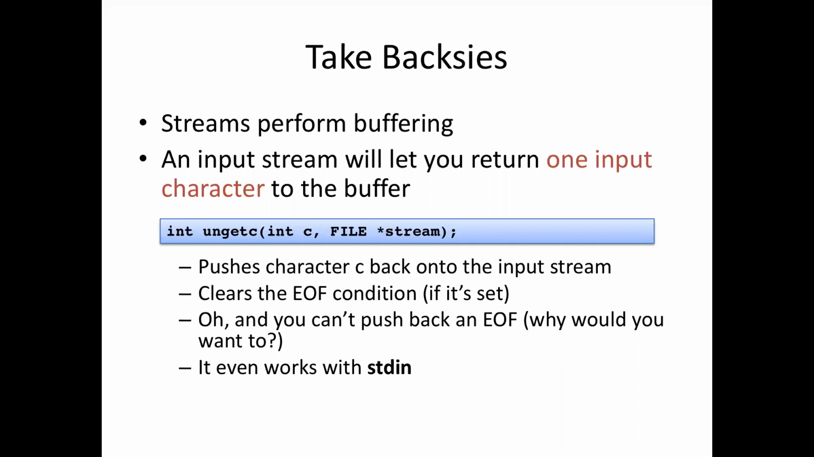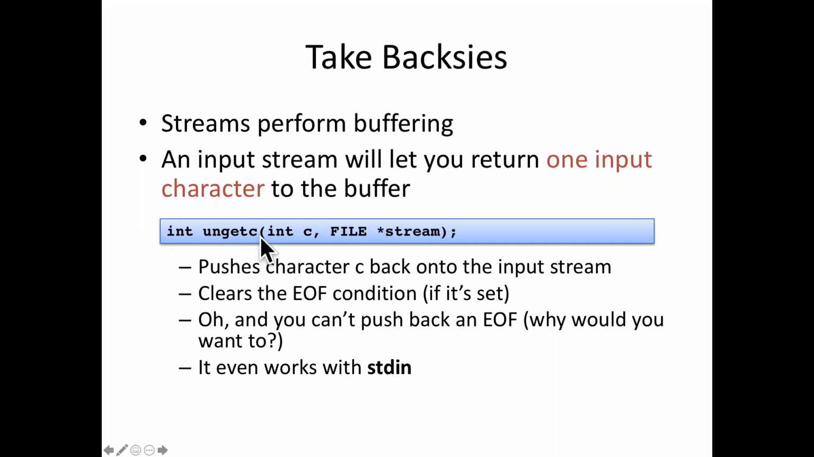So in general, when you're reading a thing, sometimes you have to read at least one byte past it to know that you've hit the end of that thing. Well, you didn't want to read that extra byte. You had to read it just to know that you had hit the end. So you'd like to be able to give that byte back to the stream so that some other piece of code could read it. And that's what this function is for.